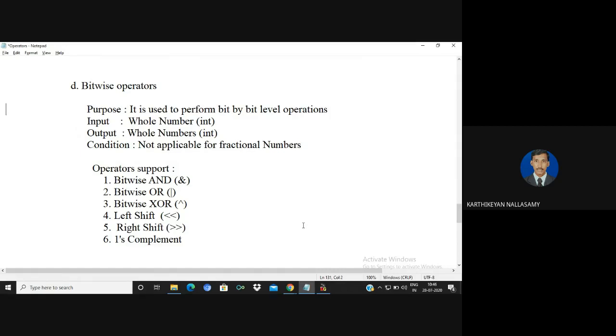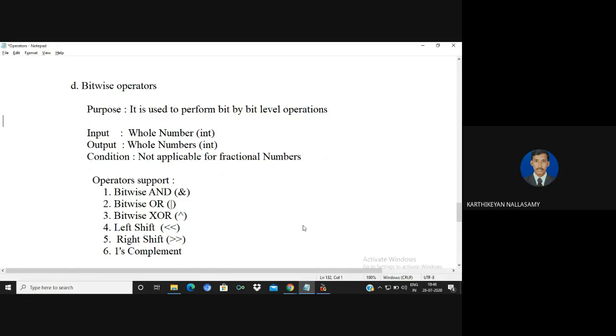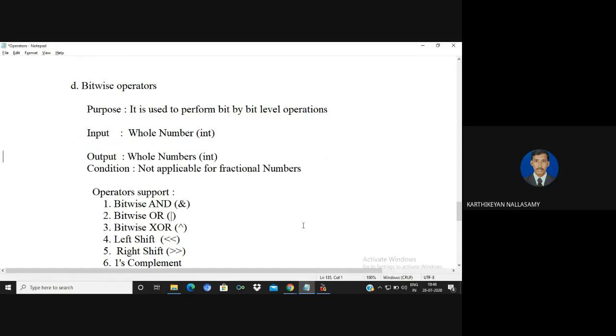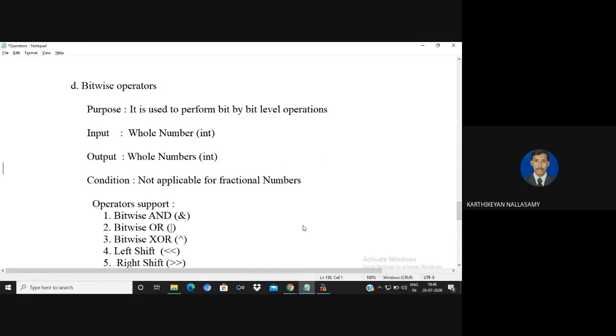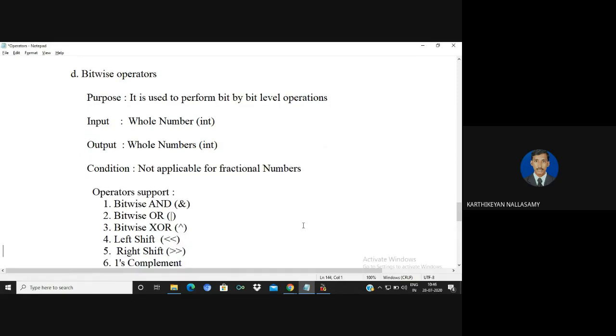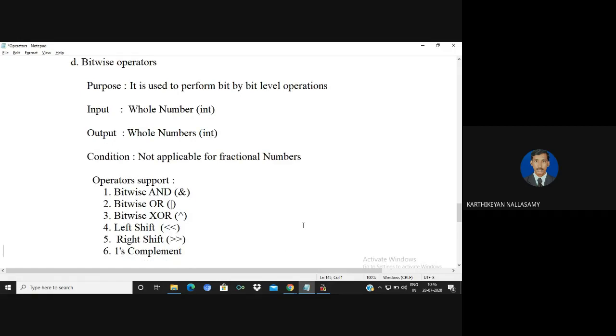Very important: a bitwise operator is only applicable for whole numbers. It is not applicable for fractional numbers. If we try to apply a bitwise operator to a fractional number, the compiler generates an error message. Normally, bitwise operators are suitable for embedded applications.